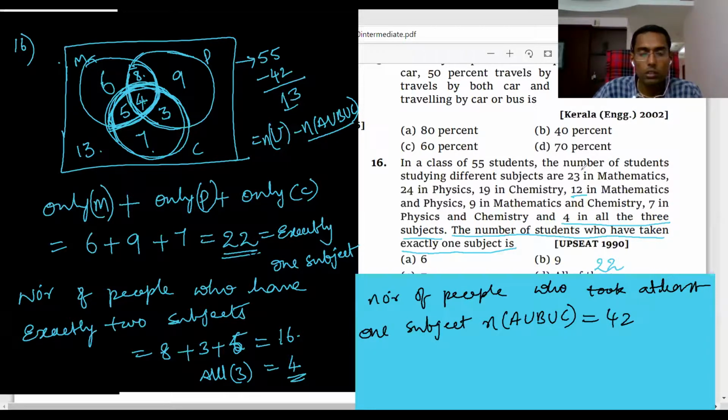Great. Okay. So this is 42. This means the number of people who have taken at least one. At least one means A union B union C. A union B union C is called at least one. Okay, this is one thing.